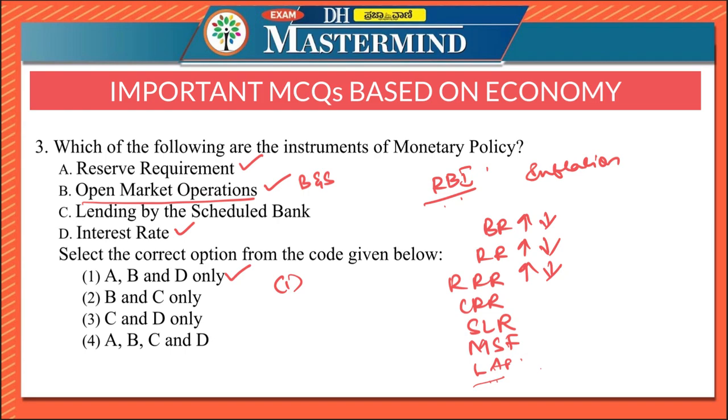Reserve requirements are CRR, SLR, that is cash reserve ratio, statutory liquidity ratio, etc. And then interest rates are repo rates, reverse repo rates, bank rates, etc. Therefore, all these form part of monetary policy. However, lending by the scheduled bank is not an instrument of monetary policy. It is more a part of fiscal policy like priority sector lending. So these come under lending by the scheduled bank. This is a very important question.